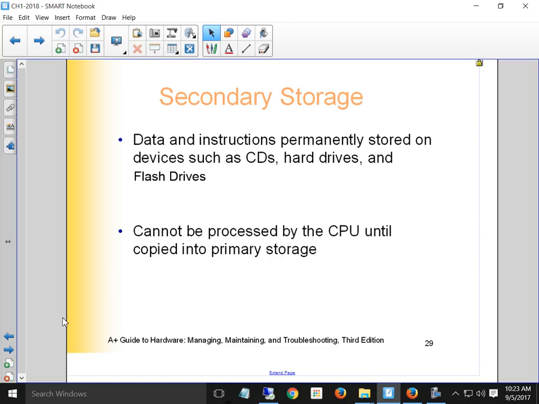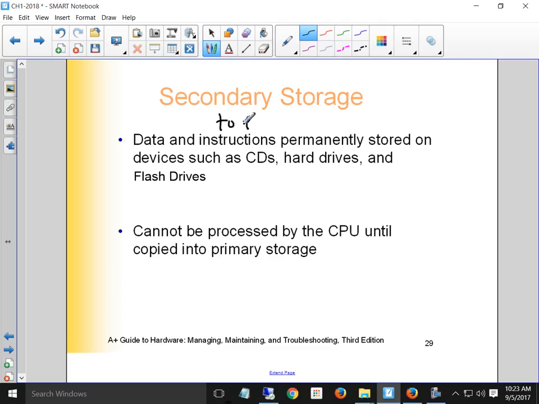That there's two kinds of storage. There's primary and secondary. Secondary storage is where stuff is permanently stored. It's secondary to the CPU. So when we talk about secondary storage, we're saying that's what the CPU considers secondary, and that includes all CDs, hard drives, flash drives. The CPU can't even talk to it.